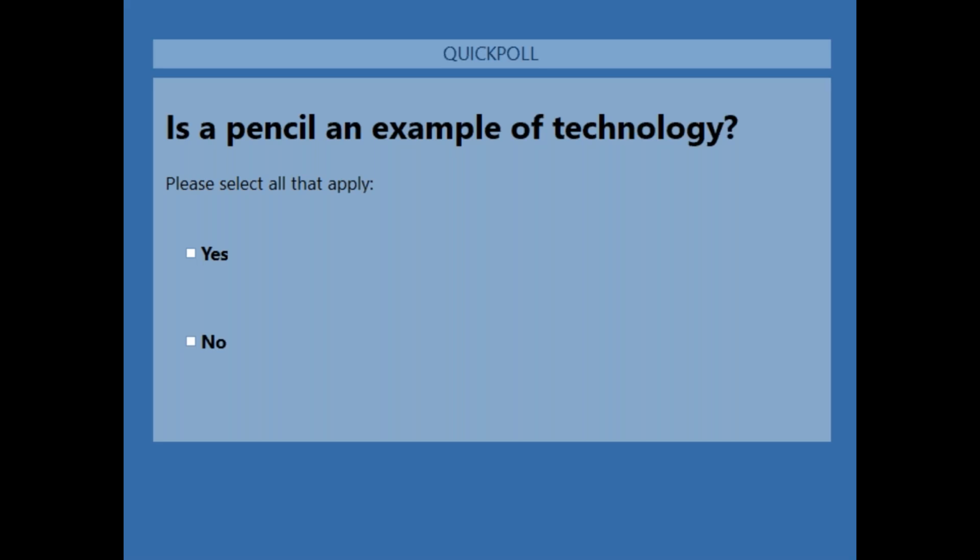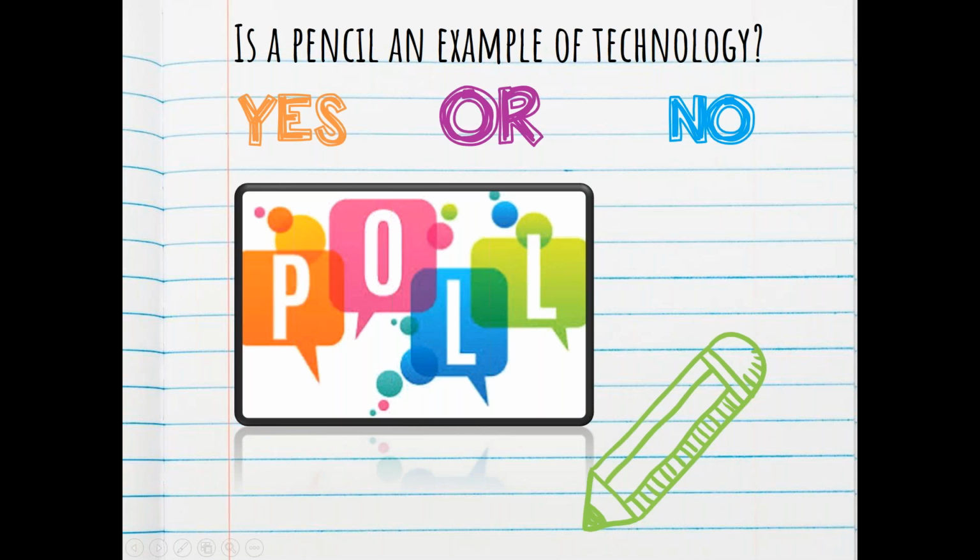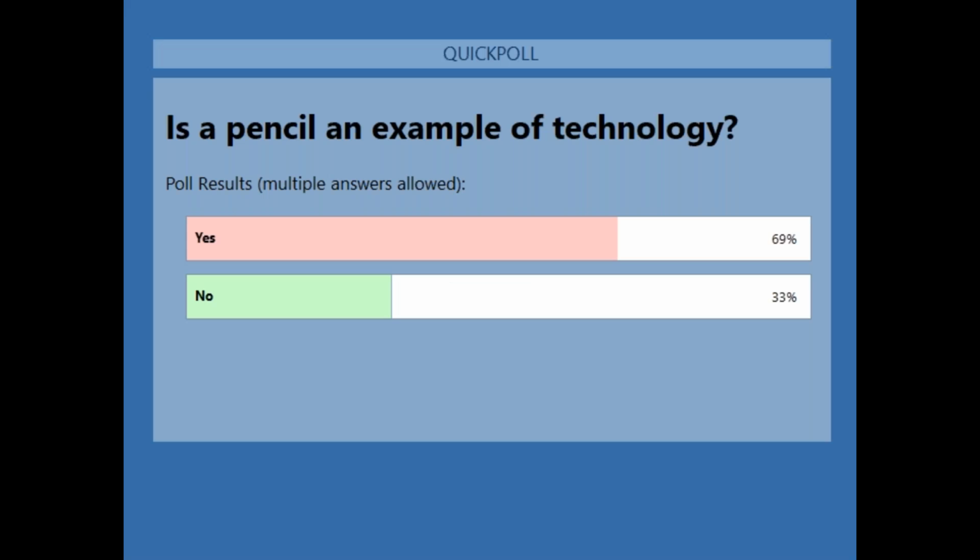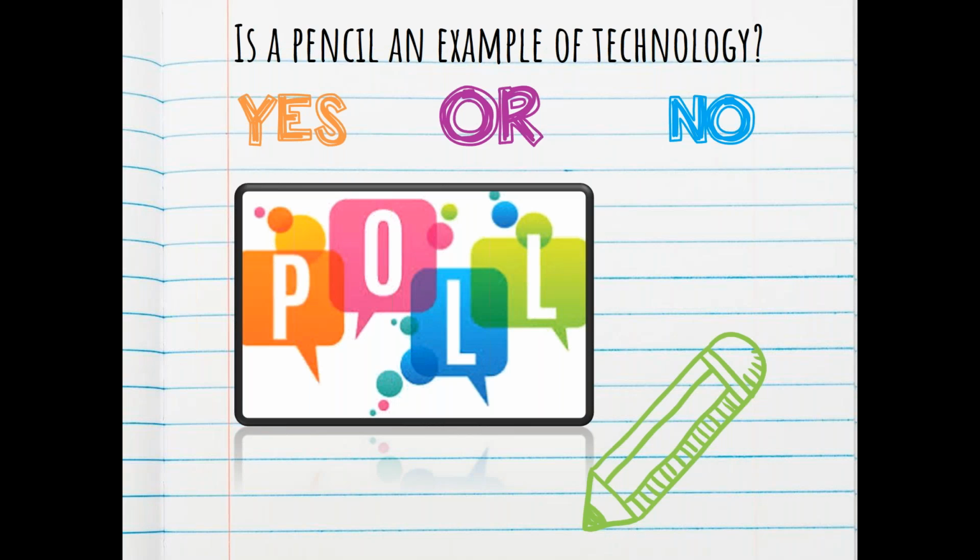Okay. And we are going to now close the poll and share the results. Okay, so we have a 69% versus 33% vote that a pencil is an example of technology. But I'm going to tease you all a little bit. I'm not going to give you the correct answer yet. In a couple more slides, we'll come back to that.